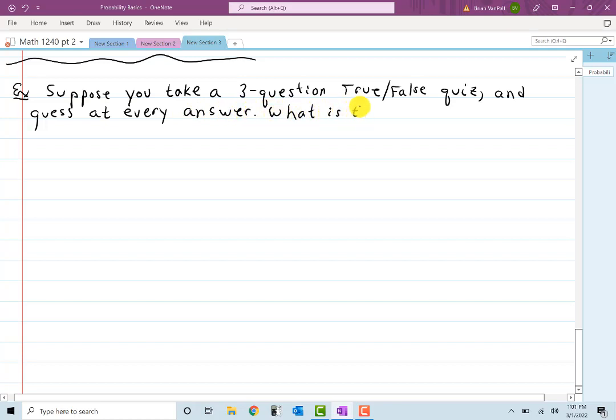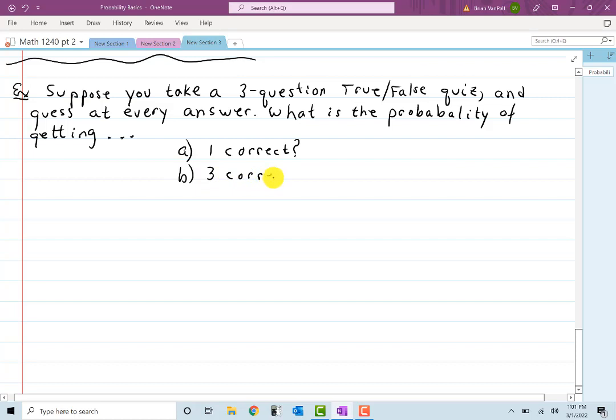What is the probability of getting one correct, 3 correct, 4 or more correct? Since you're guessing at every possible answer, each of these outcomes is equally likely.